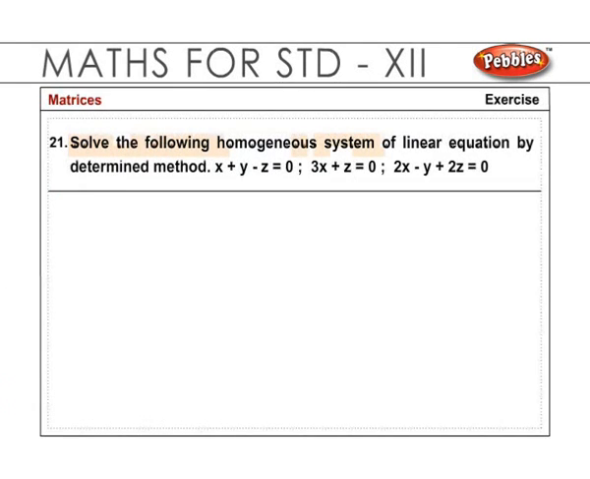Solve the following homogeneous system of linear equation by determinant method. x plus y minus z is equal to 0. 3x plus z is equal to 0. 2x minus y plus 2z is equal to 0.